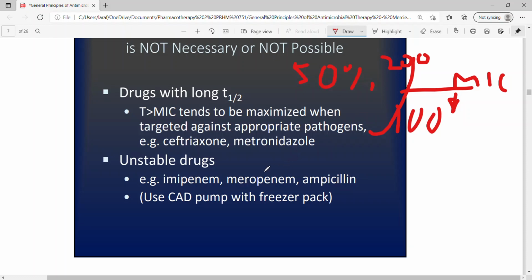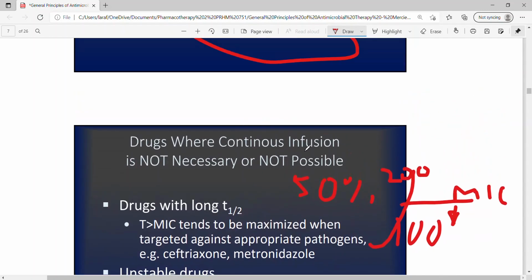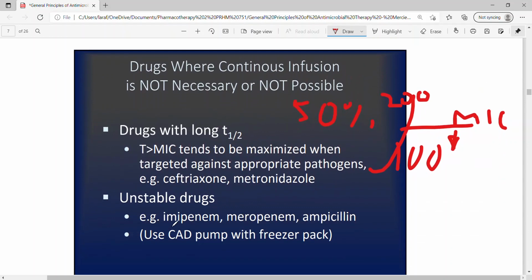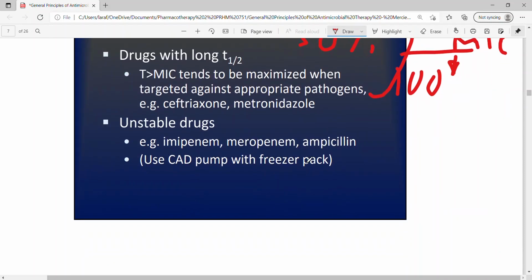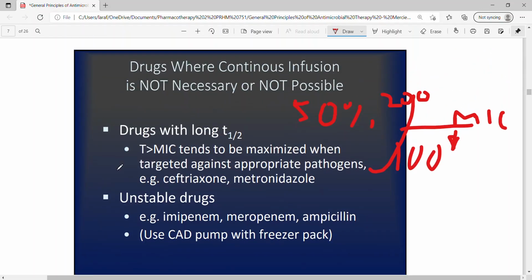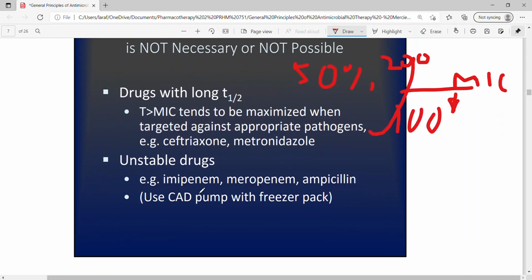And then the next thing is unstable drugs. Some of the medications are not stable, so you cannot necessarily give them as a continuous infusion. To give you an example: imipenem, meropenem, ampicillin. These are very unstable medications, so they will not be viable when you try to mix them in an IV bag and give them as a continuous infusion.